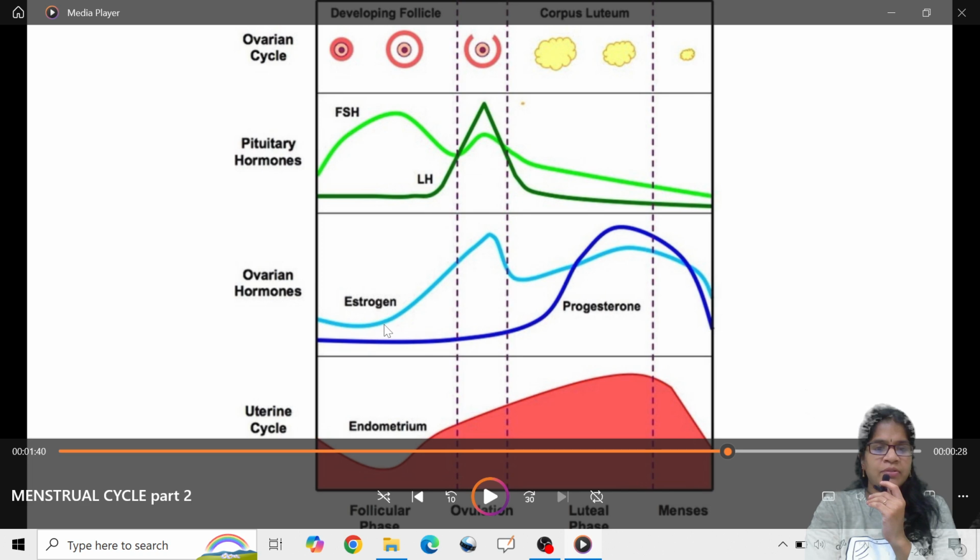finally endometrium shedding happens. See, here they have also shown that the endometrium is minimum in your follicular phase. In the luteal phase, you have more and more endometrium. Finally, during the menses, it will come down because it sheds the blood out of your body.